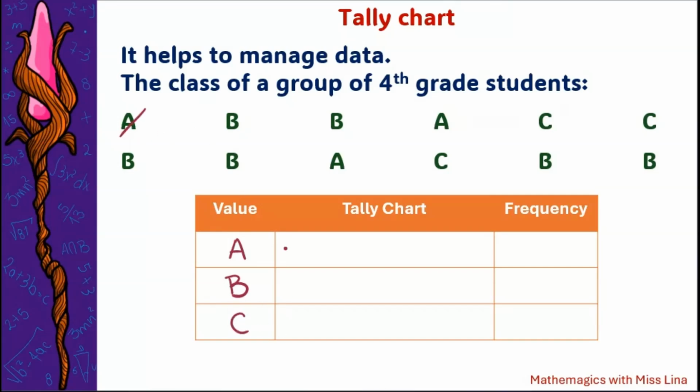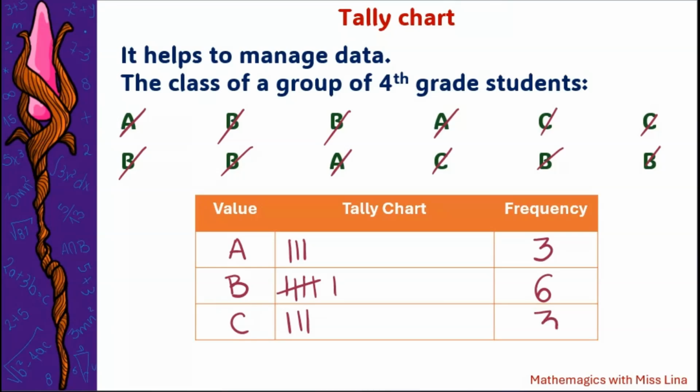Let's see, A, B, B, B, B, cross it, and B, and then C. Okay, now it's easy to count. 1, 2, 3. This one is a group of 5, and then 6, and a group of 3.